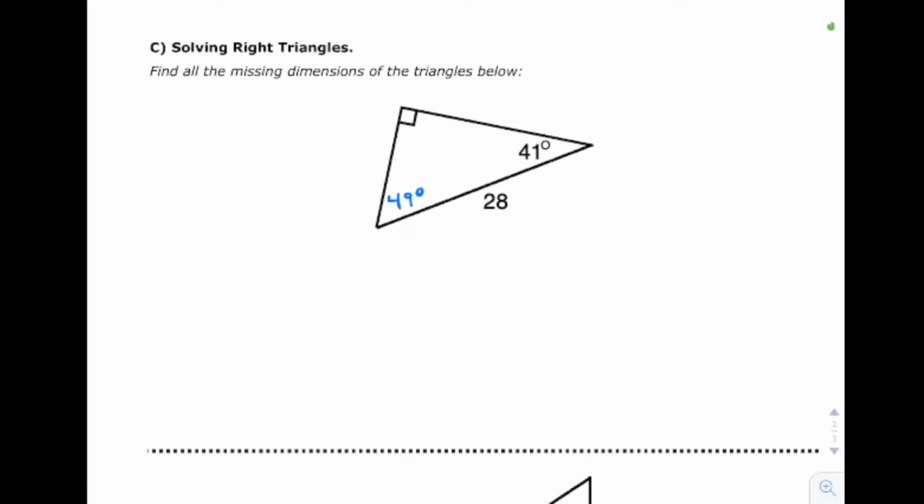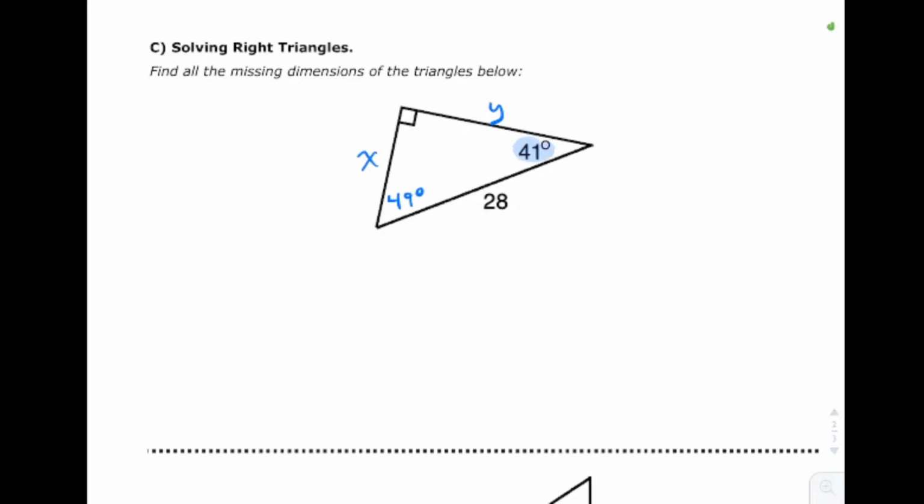Now we're missing this side, and I might as well call it X for now. And we're missing this side, and I might as well call that Y for now. You can't use the Pythagorean theorem yet because you only know one side, right? If you knew two sides, you could use Pythag, but we only know one side, so it's SOHCAHTOA time.